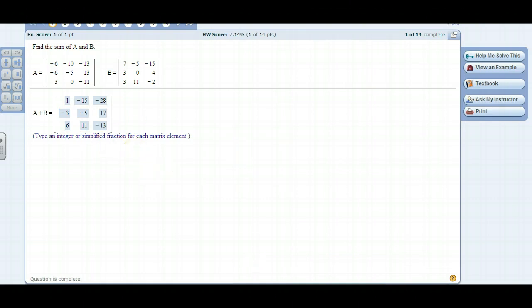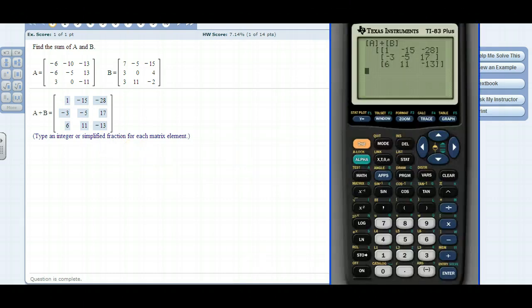Now notice, you can do it with your calculator, and that's fine, but when it's adding A plus B, you just add the corresponding values. -6 plus 7 is 1. -10 plus -5 is -15. -13 plus -15 is -28. So A plus B, if it's just basically that, it is easier just to look at it and do it.